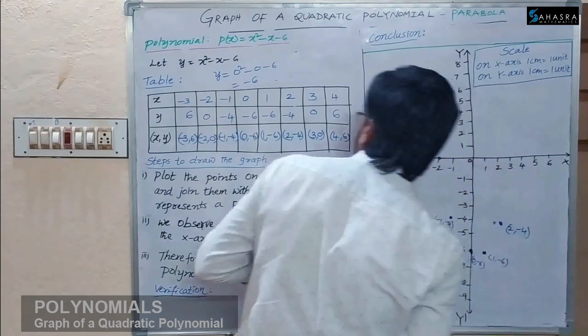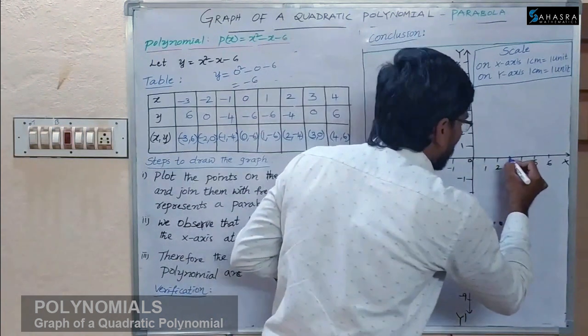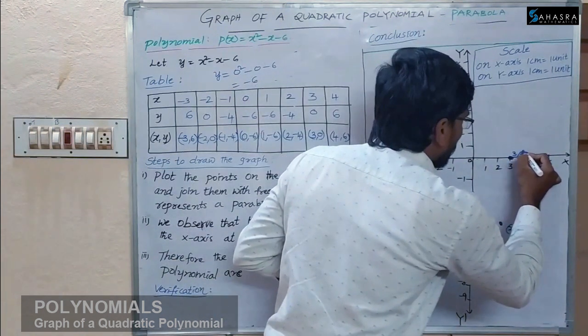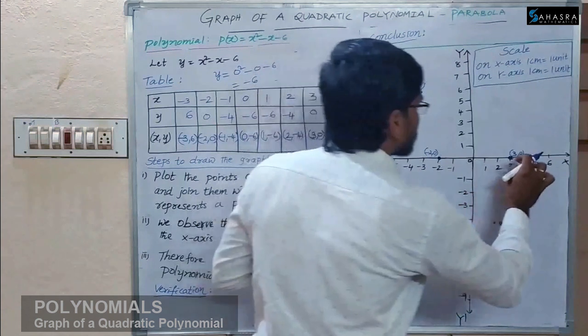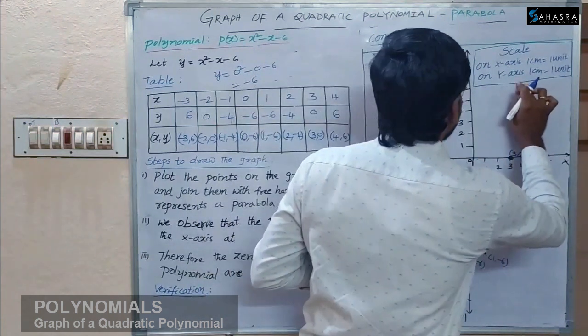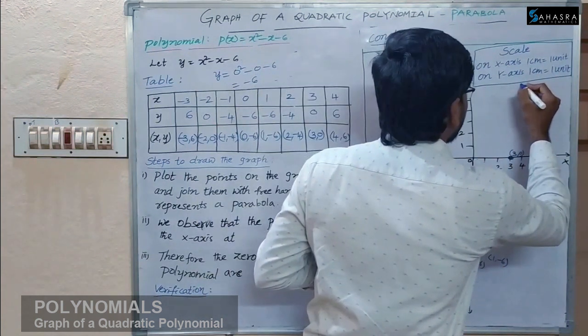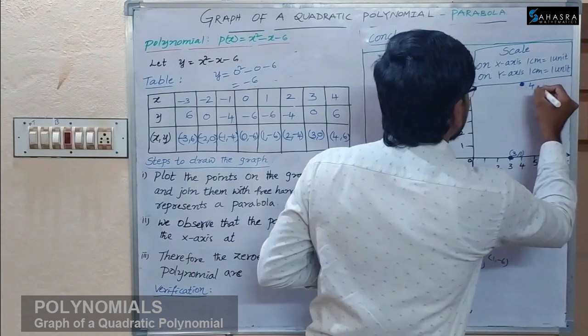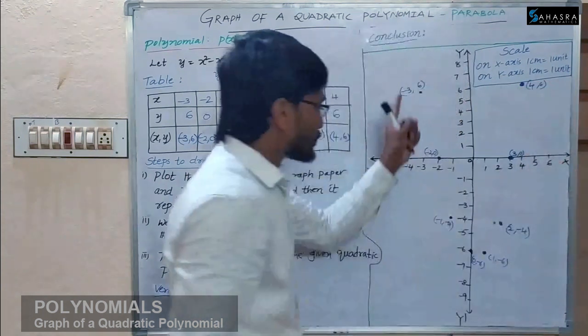2 comma minus 4. And next one is 3 comma 0. This is the point, 3 comma 0. Next one is 4 comma 6. Here we get the point, 4 comma 6. Now join.